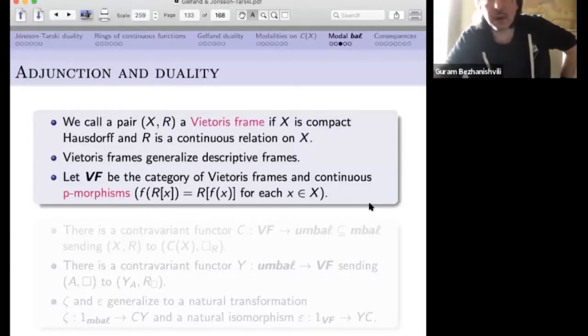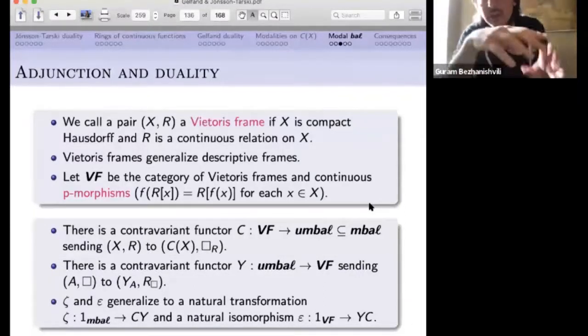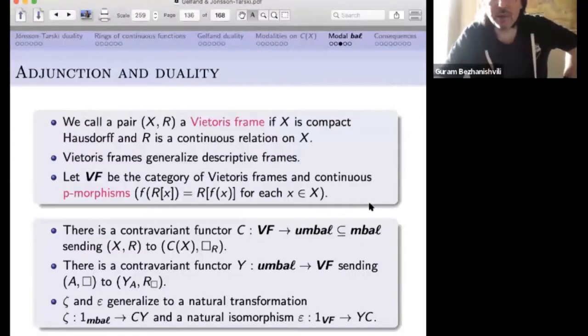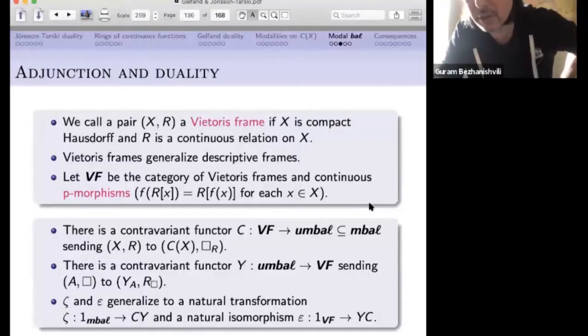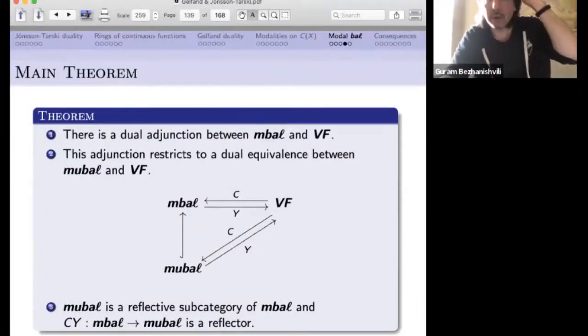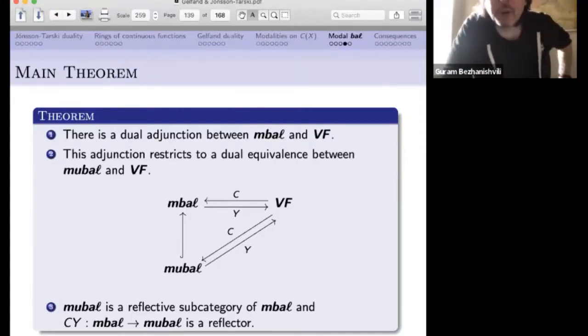Now we have this category of Vietoris frames, and then we have this functor C that associates with each compact Hausdorff space the ring of continuous functions. Now all you need to do is define this box through the infima the way I defined. And when you go back again, you take the Yosida space, and then you have to define this R relation on it. The end result of this is the generalization of Gelfand duality to the setting of compact Hausdorff spaces, to the setting of modal operators.